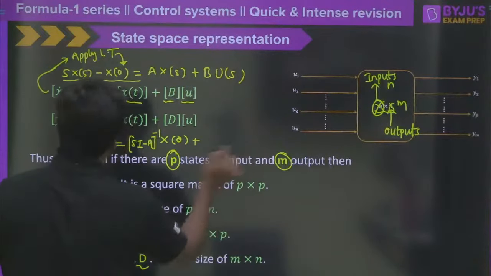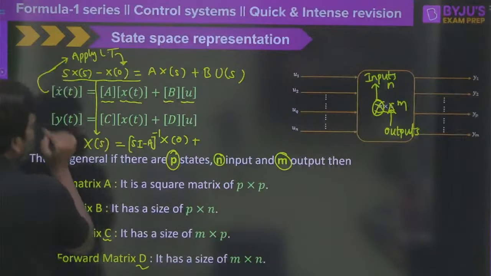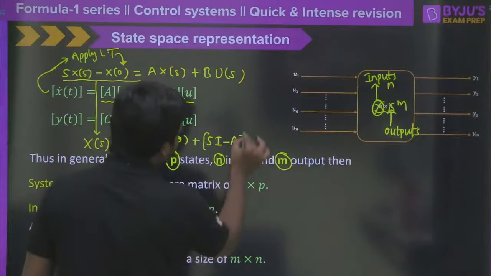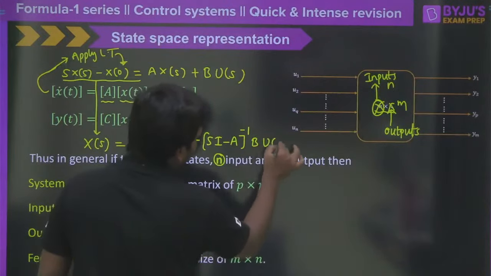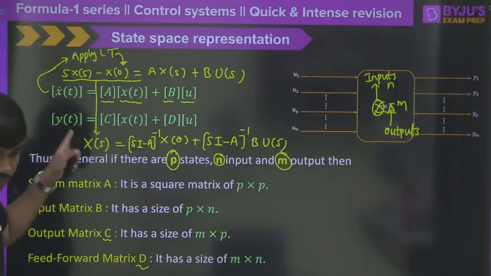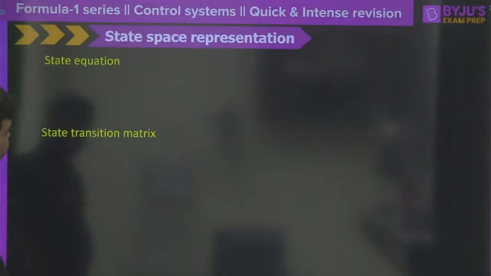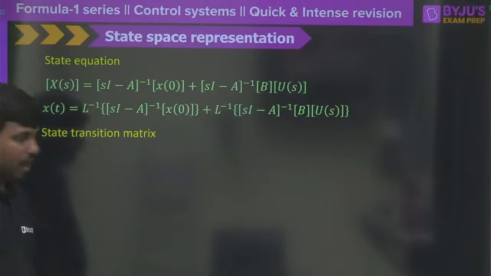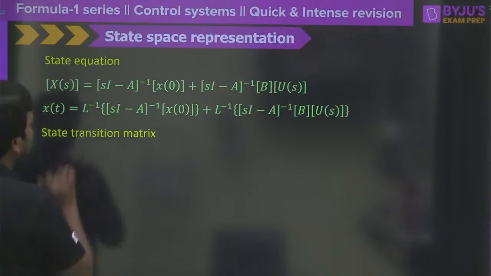So just let me write down (sI minus A) whole inverse into B into U(s) here. Clear? This is exactly what you are getting here, and that's what is called X(s). So X(s) came in this way, and if you take the inverse Laplace, you are going to get X(t). And there is one important matrix called the state transition matrix.